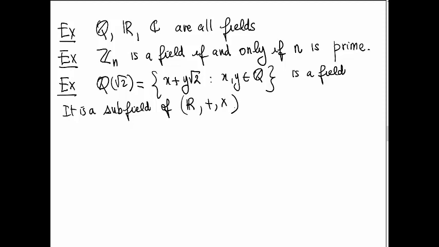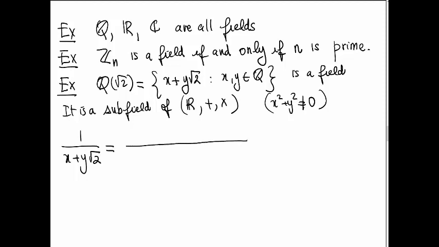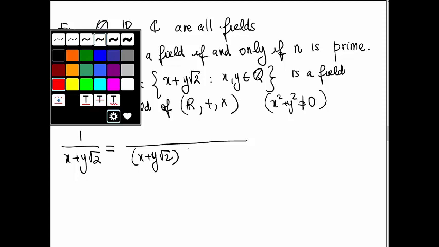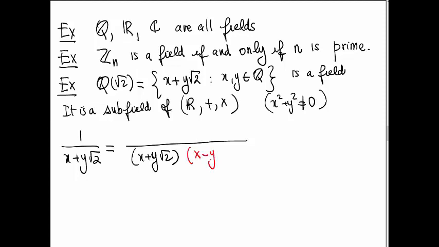And perhaps what is a little harder to believe is that every non-zero element has an inverse. To show you this, let's consider 1 over x plus y square root of 2, and we'll assume here that x squared minus 2y squared will always be a non-zero element. The way to proceed here is the usual thing. We will multiply and divide by the conjugate, so multiply by x minus y square root of 2, and then here you have x minus y square root of 2.